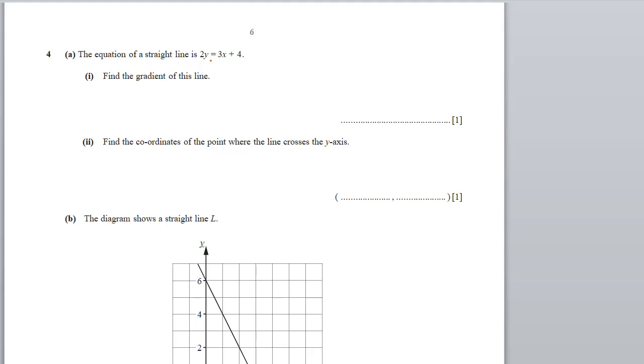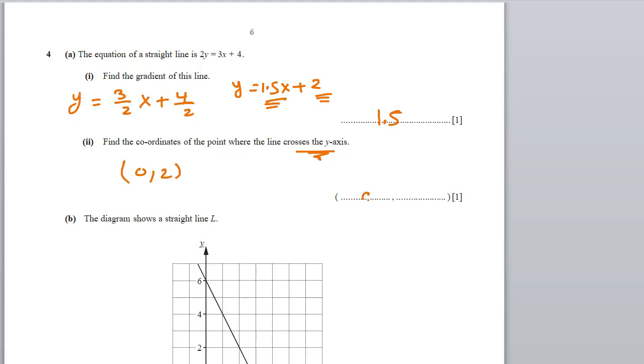The equation of the straight line is 2y equal to 3x plus 4. Find the gradient. So y is equal to 3 divided by 2 x plus 4 divided by 2. So y is equal to 1.5x plus 2. So this is the gradient. So the gradient is equal to 1.5. Find the coordinates of the point where the line crosses the y-axis. Thus, the coordinate of this point would be 0 and 2, which is this c value. So 0 and 2.